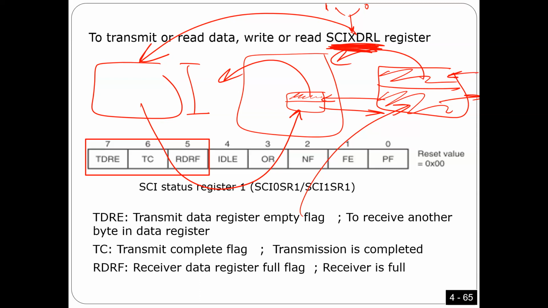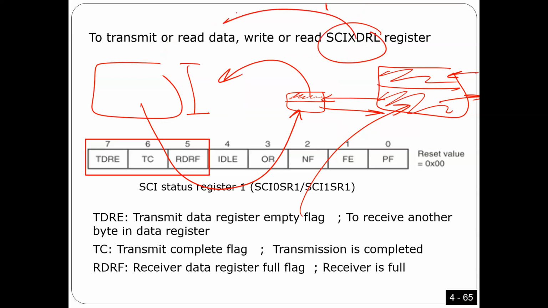If the microcontroller receives a byte and you want to read it, how can you read the byte? I'm going to read the byte from this register. That's it. Same thing, if I want to transmit a byte, how can you transmit a byte? You have to write it to this register. That's it.